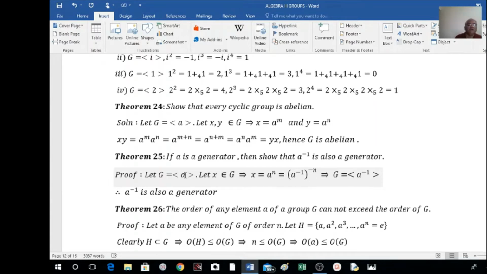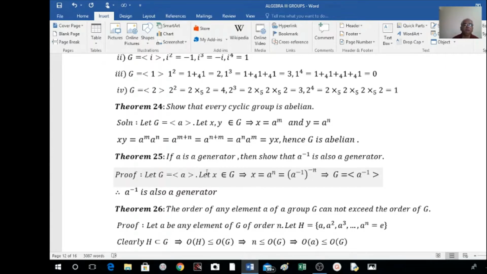Okay. So here, given that G is a cyclic group generated by A, I consider it like this. Now let me take an element, say x belongs to G. As G is a cyclic group generated by A, every element of G can be written as a power of A. So x can be written as a to the power of n, and a to the power of n can be written as a to the power of minus 1 to the power of minus n.